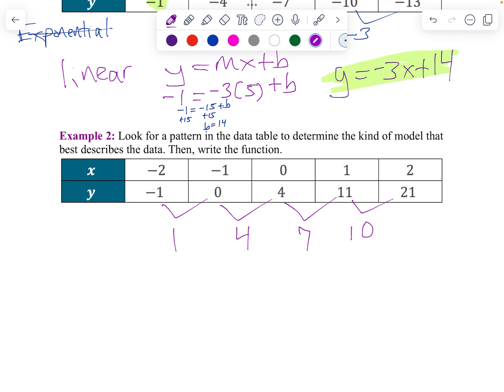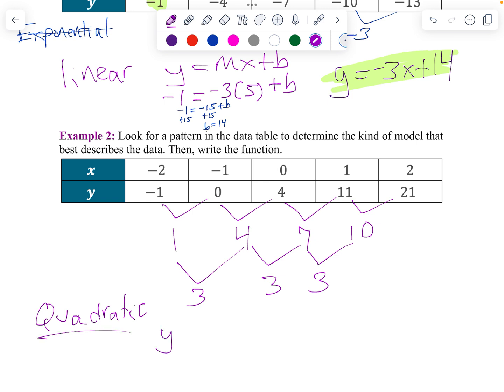Now let's look at those differences. From 1 to 4, I'm going up by 3. From 4 to 7, I'm going up by 3. 7 to 10, I'm going up by 3. This is what we call second differences. So that tells me this is quadratic. Quadratic has the form y equals ax squared plus bx plus c.